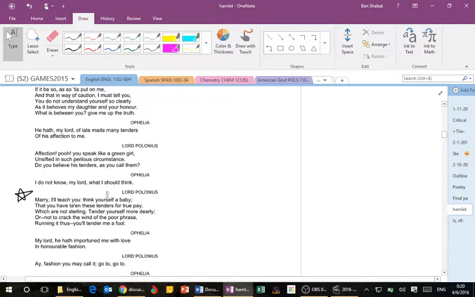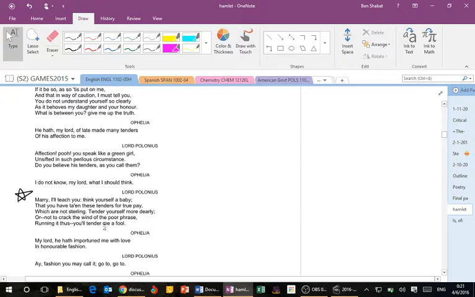Lord Polonius says later on, again to Ophelia, "Marry, I'll teach you. Think yourself a baby, that you have ta'en these tenders for true pay, which are not sterling. Tender yourself more dearly, or, not to crack the wind of the poor phrase, running it thus, you'll tender me a fool."